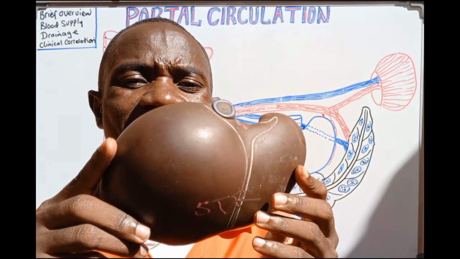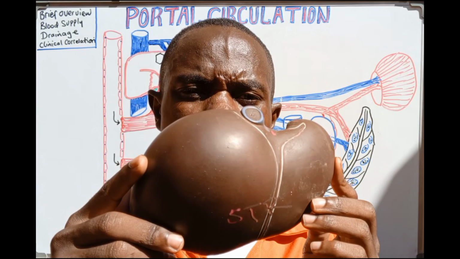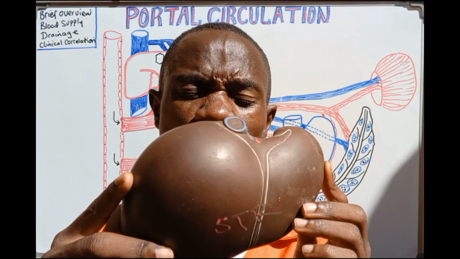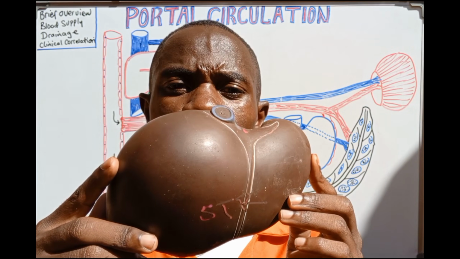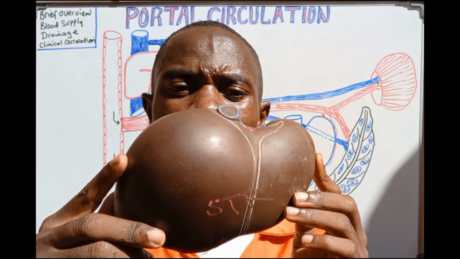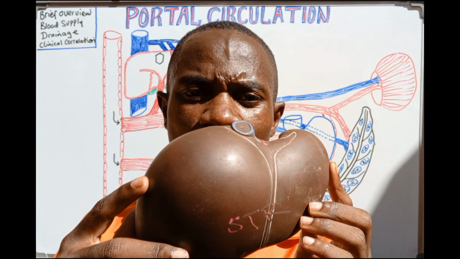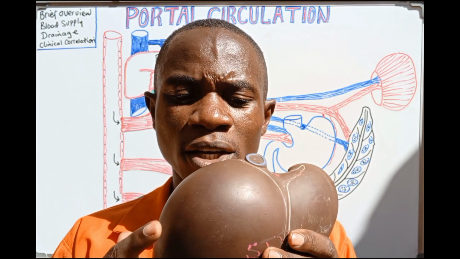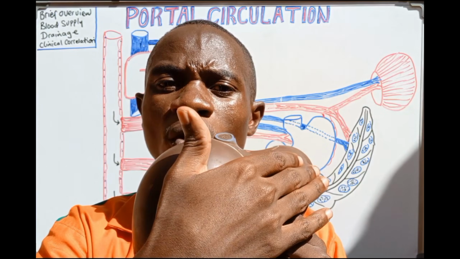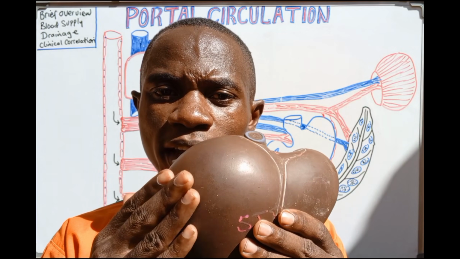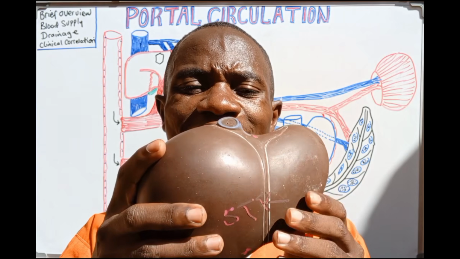So this is the anatomical position. This is how it is supposed to be located in the human body. Of course, it is on the right hypochondriac region, so it should have these two lobes facing you. Okay, now let's go ahead and see.